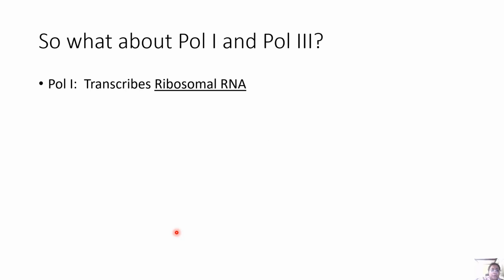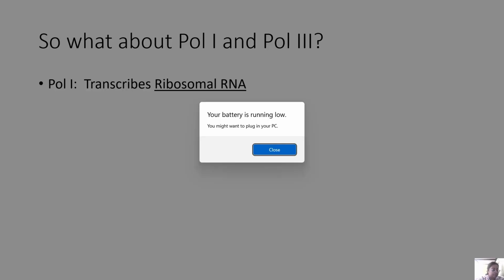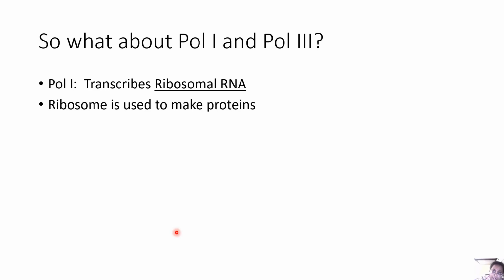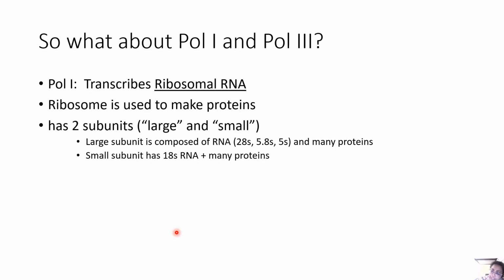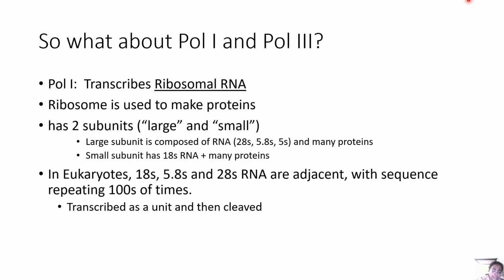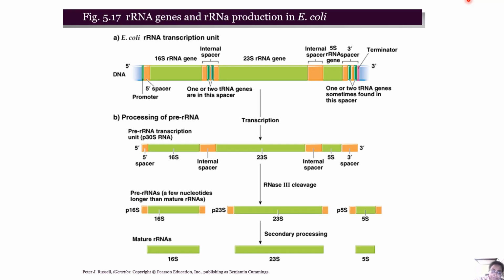So, what about polymerase 1 and polymerase 3? Polymerase 1 transcribes ribosomal RNA. The ribosome is used to make proteins and has two subunits, large and small. The large subunit is composed of 28S, 5.8S and 5S RNA, and many proteins. The small subunit has 18S RNA and many proteins. In eukaryotes, the 18S, 5.8S, and 28S RNA genes are adjacent, with the sequence repeating hundreds of times, transcribed as a unit and then cleaved.